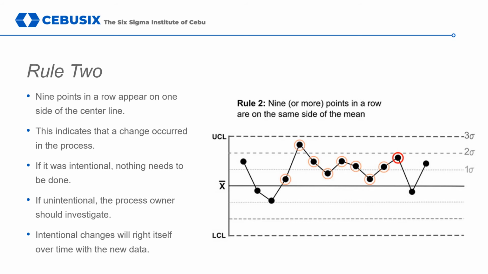Rule 2. 9 points in a row appear on one side of the center line. This indicates that a change occurred in the process. If the process owner knows what change caused the shift and it was an intentional change, then nothing needs to be done and the control chart will write itself over time with the new data. Otherwise, the process owner should investigate the process. If you take a look at the chart, you will see that the 4th through 12th data points are all located above the X bar or average line.